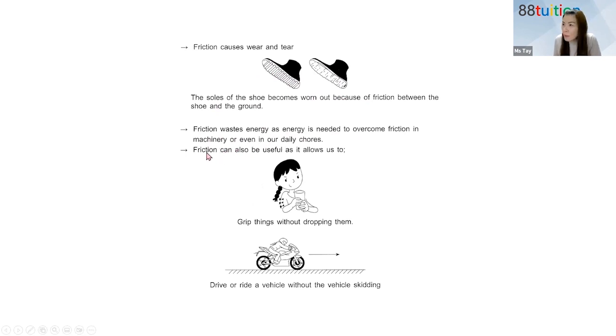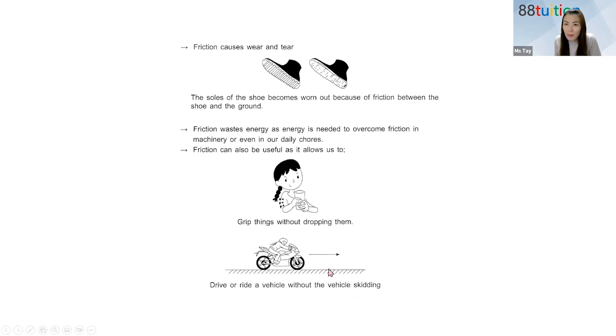Friction is also very useful because it allows us to grip onto objects. It allows us to walk. It allows us to stand. It allows everything to be in place instead of slipping and falling. So you can drive or ride a vehicle without the vehicle skidding.